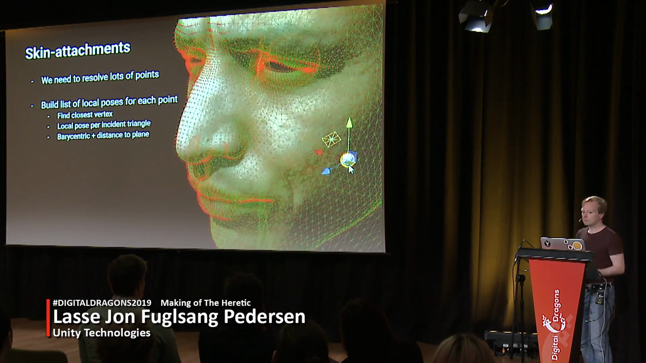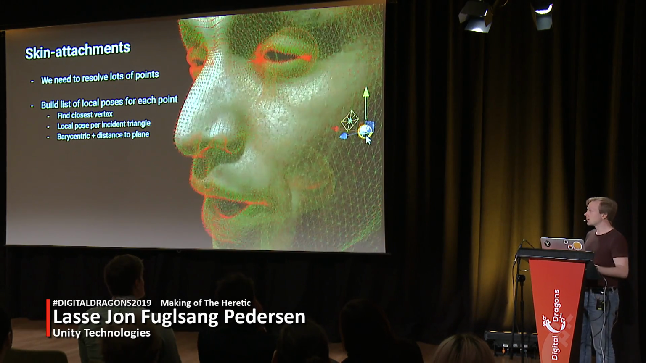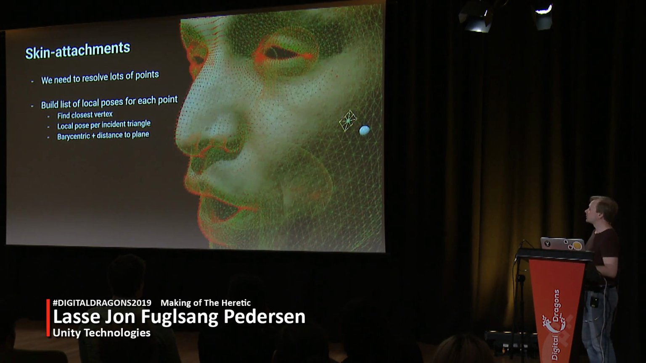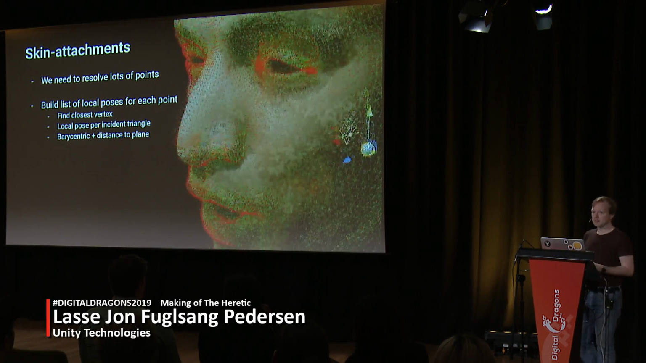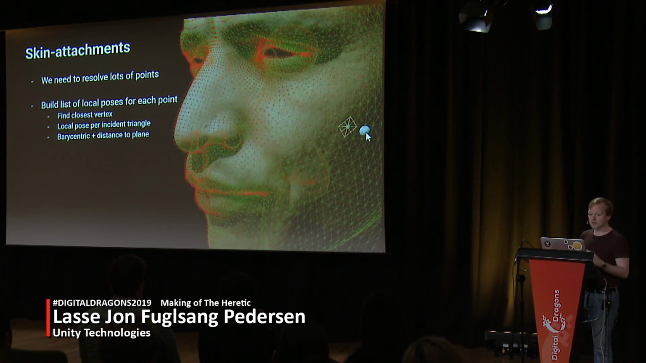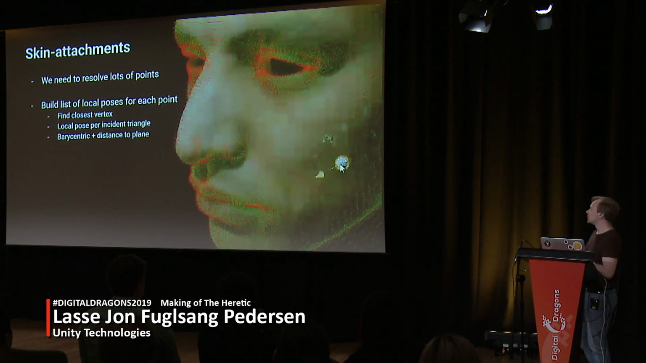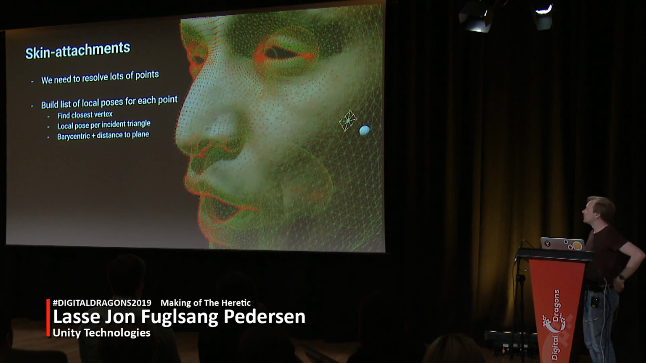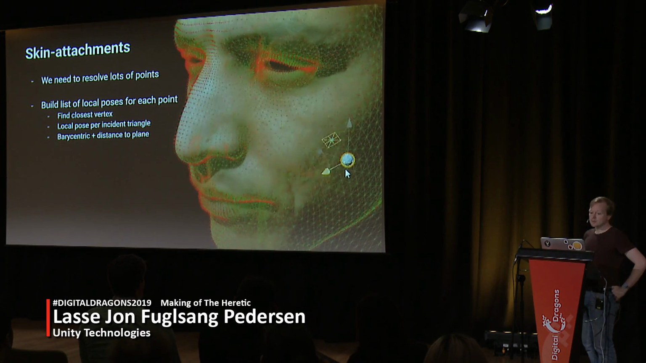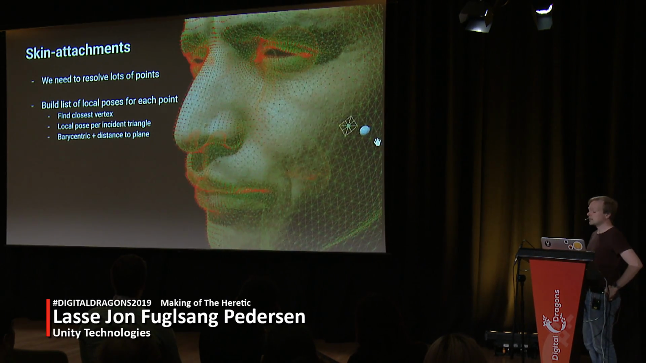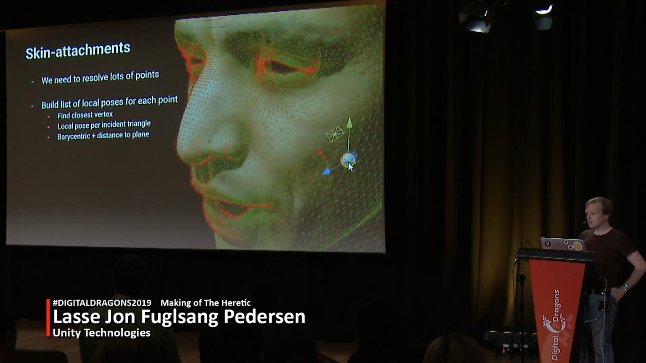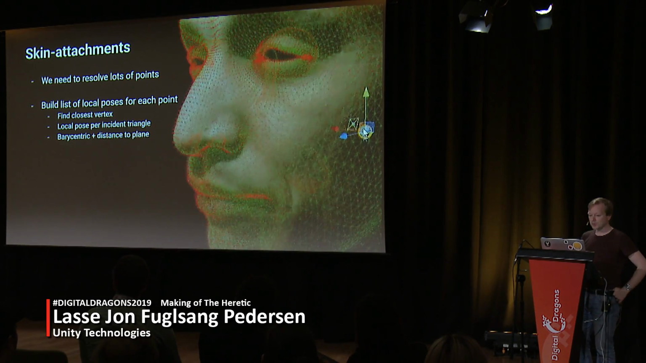So for each point, we find the closest vertex on the skin. You would think this is time-consuming, but just build an acceleration structure and it's not that bad. You can do it instantly for thousands or tens of thousands of points. If you then look at the adjacency of the mesh, what we're doing is that we figure out what the adjacent triangles are, and then we compute the barycentric coordinates for the point that we're trying to attach and the distance to the plane of the triangle. That gives us a number of poses, and we store this number of poses for each point.